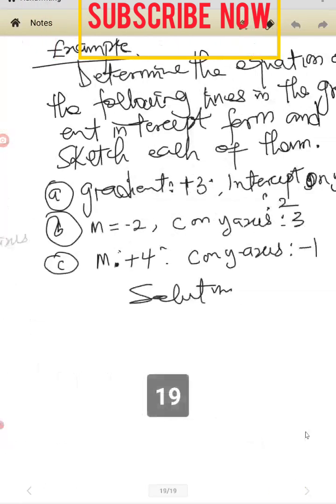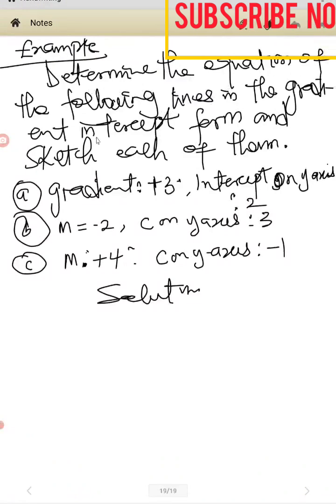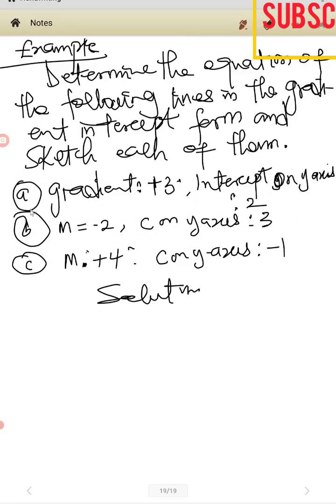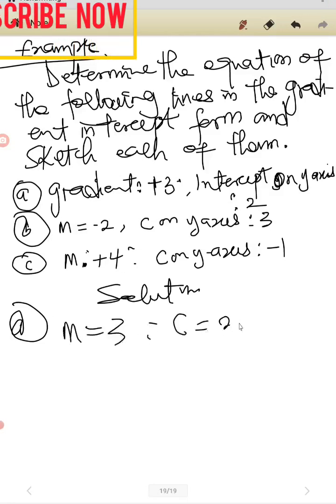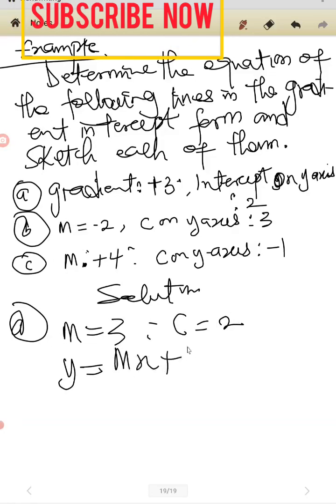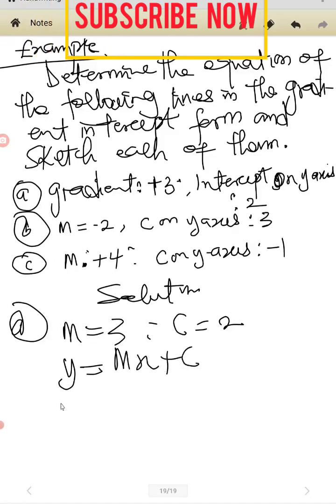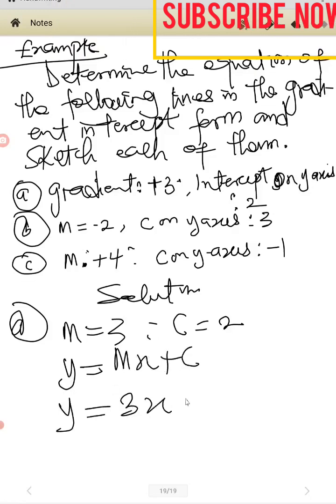Let's have a meaningful example. Determine the equations of the following lines in gradient-intercept form and sketch each of them. You will be given a gradient. The first solution, A: we have been given the gradient m is equal to 3 and c is equal to 2. And you all know that y is equal to mx plus c. What you just need to do is substitute immediately. We have y is equal to 3x plus 2.